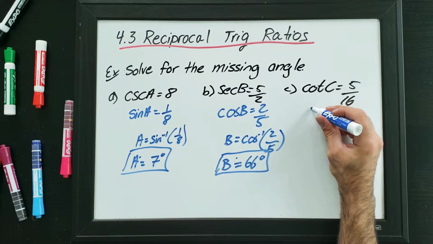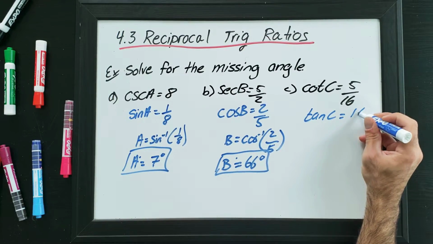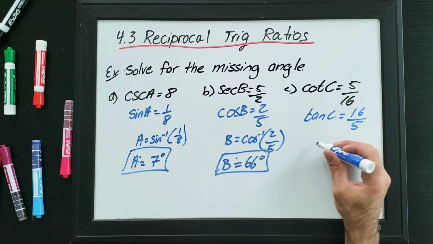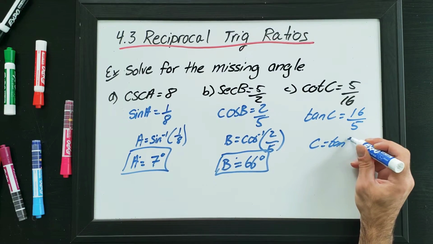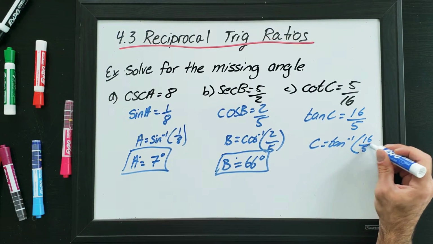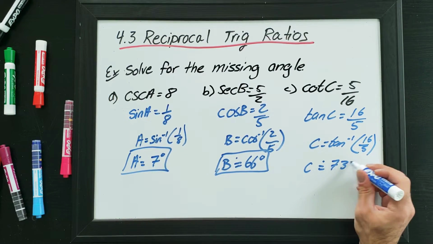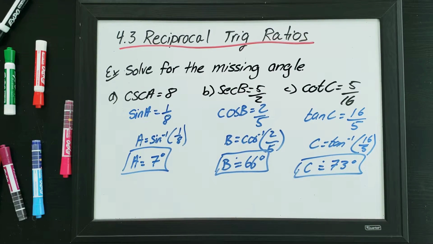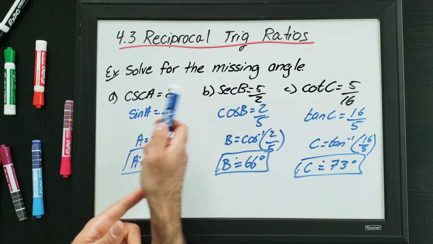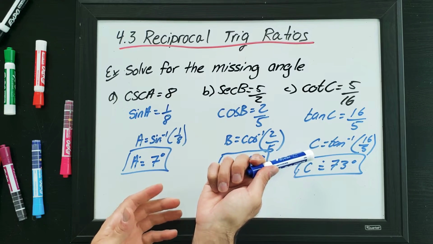Do the same thing here. Tan C is 16 over 5. Flip the ratio. C is tan negative 1 of 16 over 5. Pick up the calculator, and this is approximately 73 degrees.